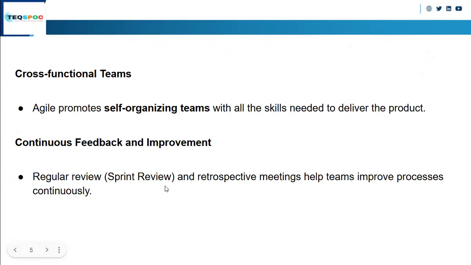Then, the second meeting is the retrospective meeting. In the retrospective meeting, basically the team, that is the Scrum team, will discuss what went well during the development, what did not go well during the development, and how we can improve in the next sprint. So that is the retrospective meeting. This basically comes under continuous feedback and improvement.